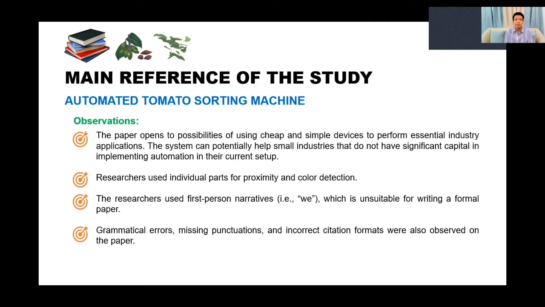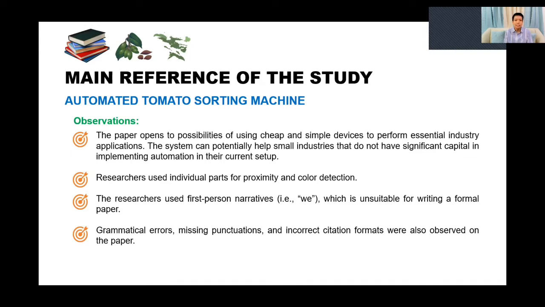So the paper opens for the observation. The paper opens possibilities of using cheap and simple devices to perform essential industry applications. And the system can potentially help small industries that do not have significant capital in implementing automation in their current setup. And researchers use individual parts for proximity and color detection. The researchers use first person narratives, which is unsuitable for writing a formal paper, and several grammatical errors, missing punctuations, and incorrect citation formats were observed on the paper. Those were just minor observations.